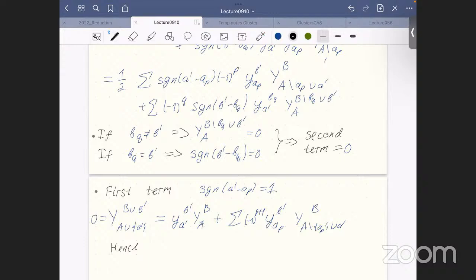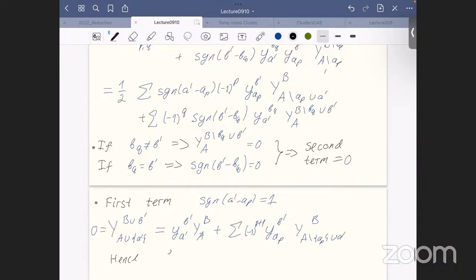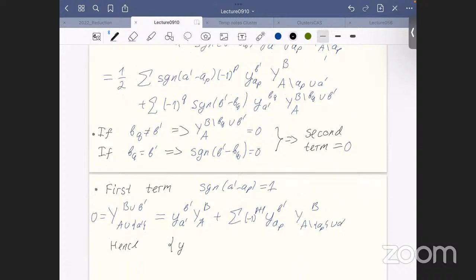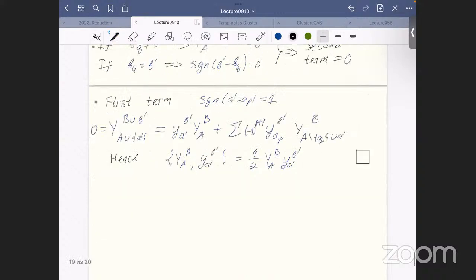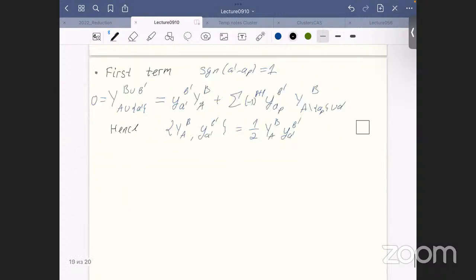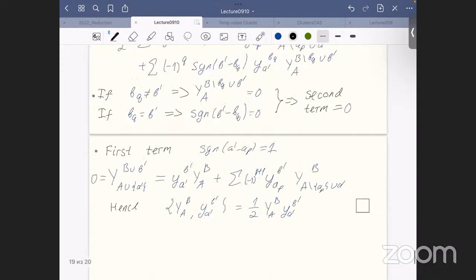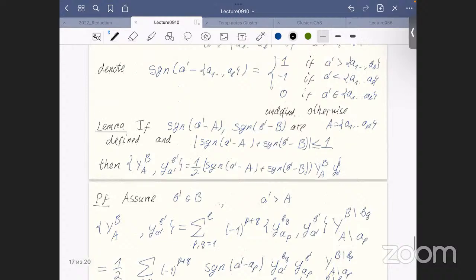Hence, the bracket which we are computing, y(a, b), y(a', b'), is equal to 1/2 of the product. Okay, this is some computation. Maybe it was a wrong idea to prove it just on the blackboard, but let me believe that. Let us believe that the computation works.